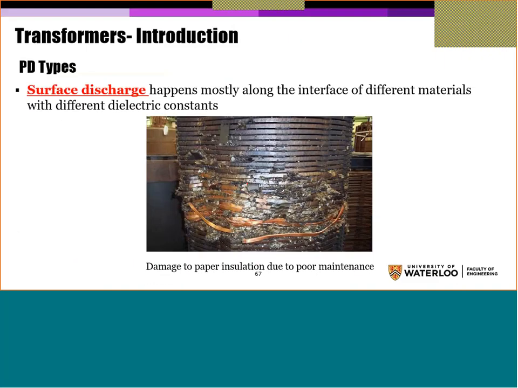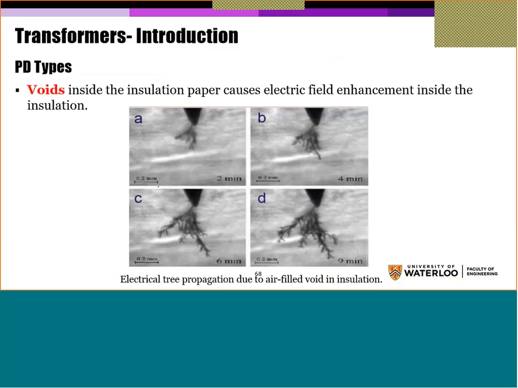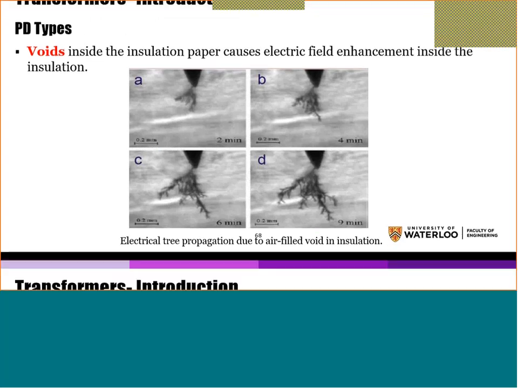Also, we have surface discharge on the insulators, which happens on the surface of the insulator and can lead to a complete failure of the insulation. A void, if you have an internal void in the insulation, will start to propagate like this until you have a complete failure of the insulators.